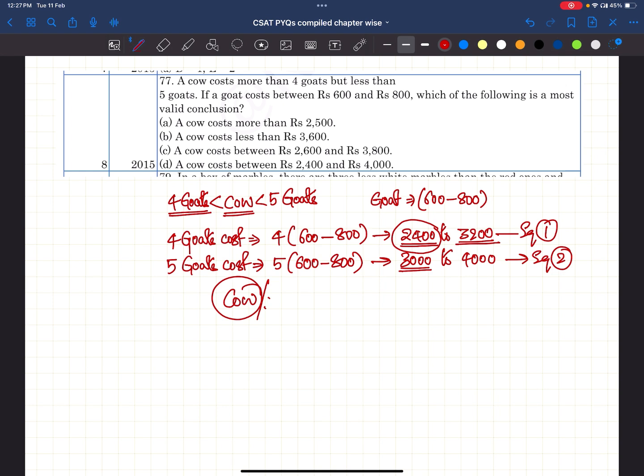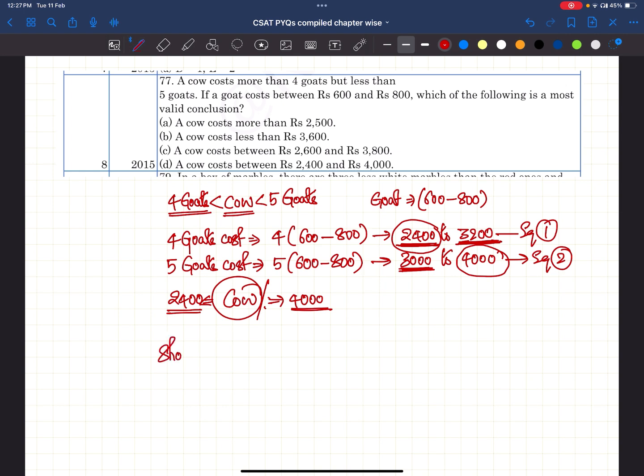But we want the maximum range which can fit into the question, right? This is the minimum range where 2400 rupees will be the minimum cost of the cow, and here 5 goats value is 3000, but here we are getting 3200, so we have to take the maximum value from here. That means here 4000. That means the cow value costs between 2400 to 4000.